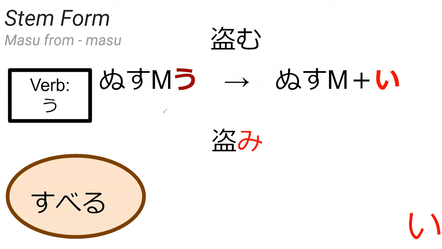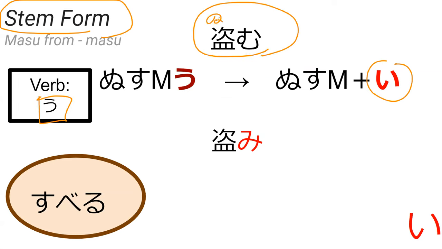Anyway, I told you that stem form is made by adding i. This is true for u verbs. So do you know what nusumu means? Nusunde. I think I heard that before. Yeah. Nusunda. Do you know what it means? Mado seki o nusunda dorobo.